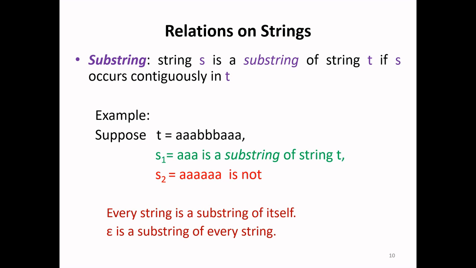So, every string is a substring of itself. So, this string T is a substring of itself, and epsilon is a substring of every string. So, by default, the first substring of this string will be epsilon.